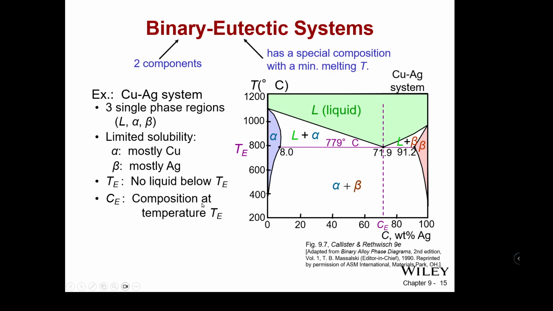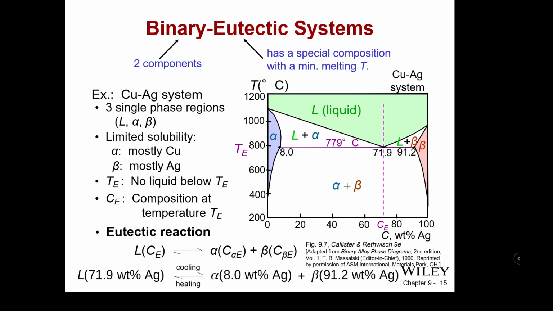So the composition at temperature E, the eutectic temperature, is the eutectic composition CE. So a eutectic reaction is liquid goes back and forth in equilibrium with alpha and beta based on these concentrations. And that's part of what we need to understand in order to understand how some of these tie lines and things will work on a slightly more complicated phase diagram. So for liquid, that means 71.9% silver.